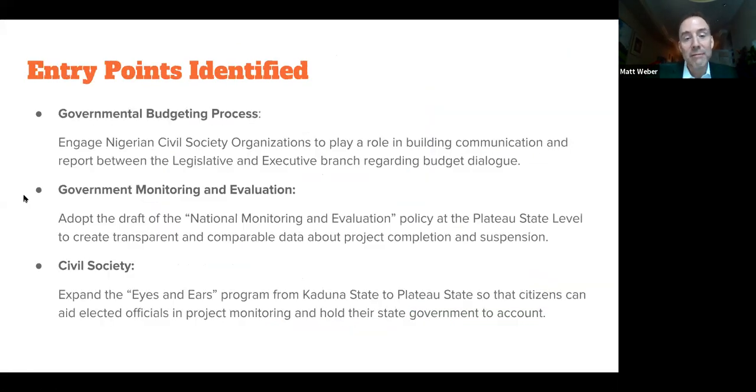Entry points identified. So from this condition of a number of state projects being abandoned, and these 6 different buckets in our Ishikawa diagram, we came up with 3 entry points. One is governmental budget processes.